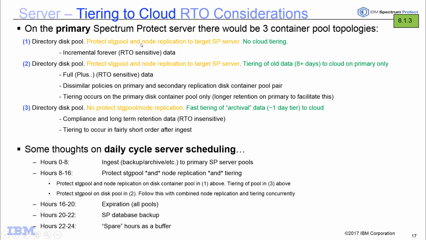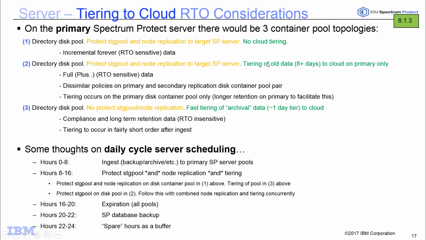So this is assuming that your incremental forevers are recovery time objective sensitive data, versus your database and mail backup, which were the second example in the previous slide. We would go ahead and replicate those over to another Spectrum Protect server, but that would have a dissimilar policy, and it wouldn't be keeping those replicated files as long or as many versions on the replicated server. We would then tier the older data 8+ days out to our cloud storage pool.